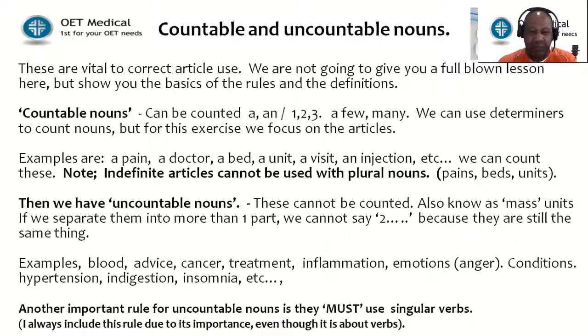And another thing that I always add when I talk about countable and uncountable nouns, this is a very important thing. Even though it's not related to a noun, it's important. Uncountable nouns must always use singular verbs, always. So something is, the blood is, the insomnia is, the indigestion is, the inflammation is. Never use are or have or any other plural verb. The verb must always be singular.